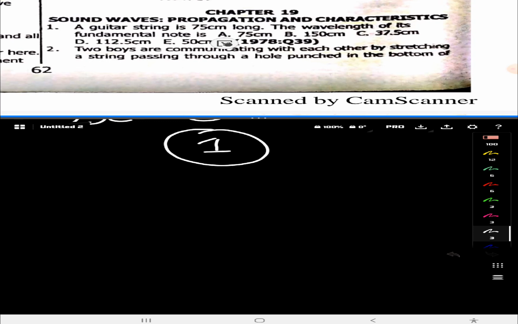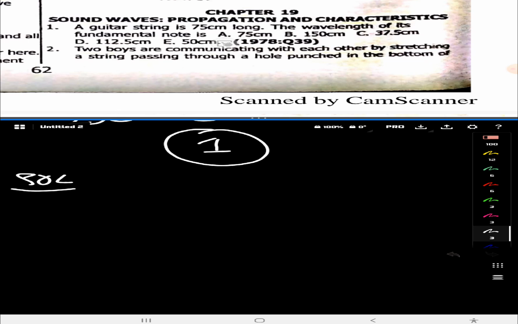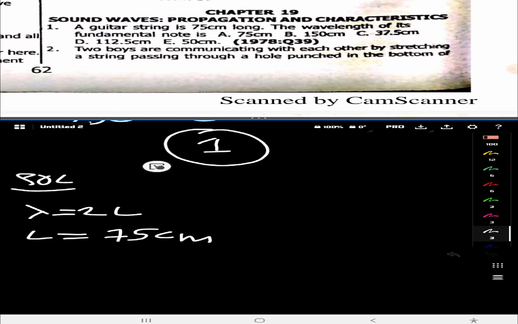To solve this question, the relationship is: wavelength equals 2L, where 2L equals 1 wavelength. From our question, they give us L to be 75 centimeter. All you need to do now is plug your data into this formula and you get your wavelength.